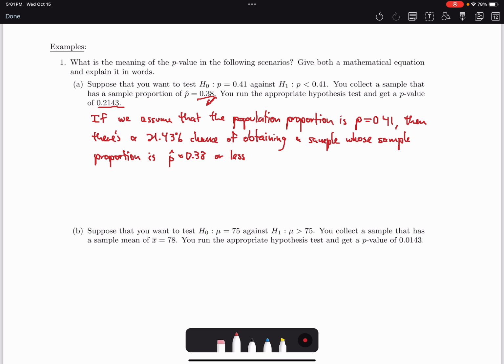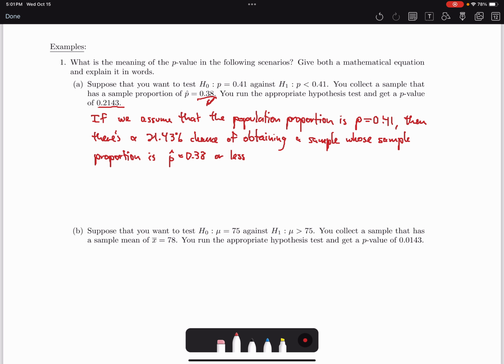So you could also phrase that in other ways. You could say something like, well, there's a 21.43% chance that we would obtain a sample proportion of 0.38 or less if the null hypothesis is true. So there are other ways that you could phrase it.